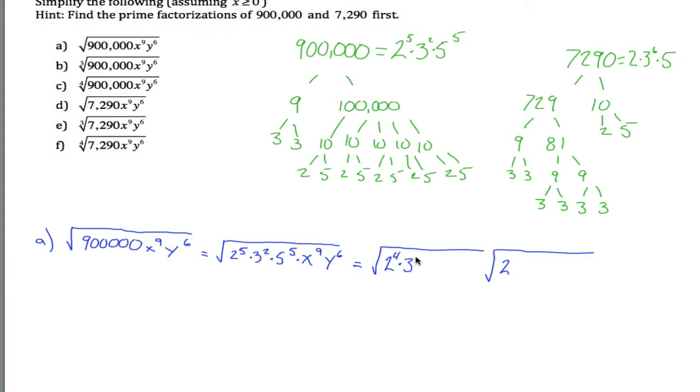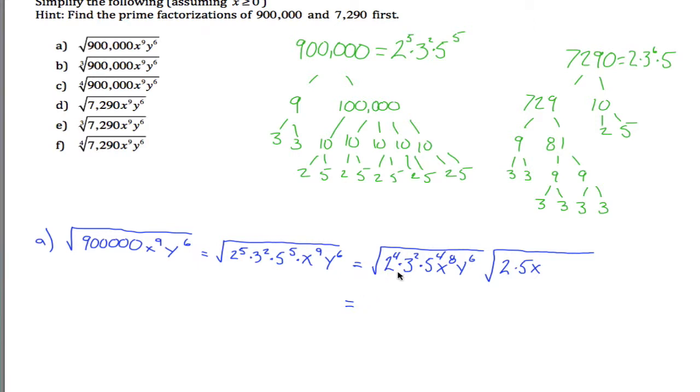I can put both of my 3's over here. 5 to the 5th, I can only put 4 of them over here to have a perfect square, which means I'm left with 1 over here. X to the ninth, I could put 8 of them over here to have a perfect square. I'd be left with 1 over here. And y to the 6th, I could put 6 of them over here. I'd have none left over here.